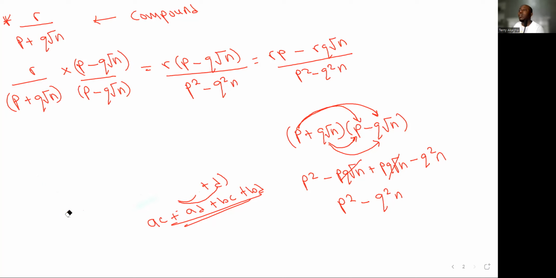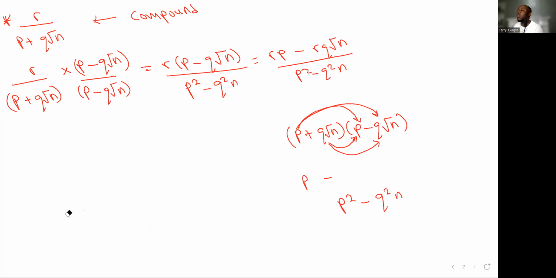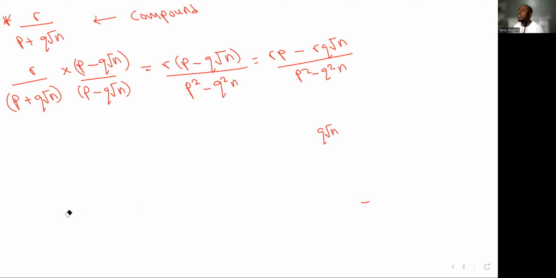That's the answer for that. That's how you expand the bracket when you have a compound surd as the denominator. That's how you do it, you multiply by the conjugate. So similarly, when you do r over p minus q root n, this time the conjugate is going to give you p plus q root n. So you can see in the final answer there are no surds in the denominator.